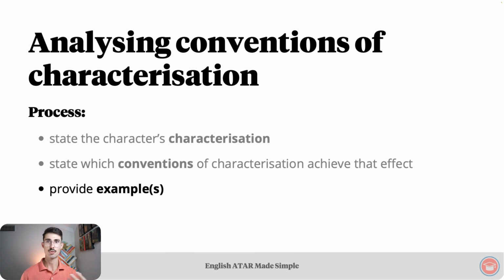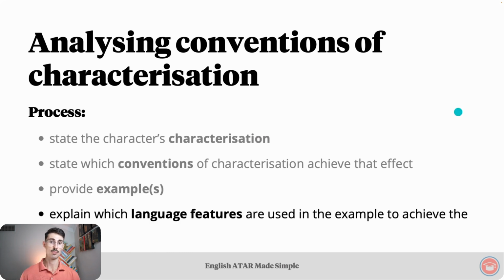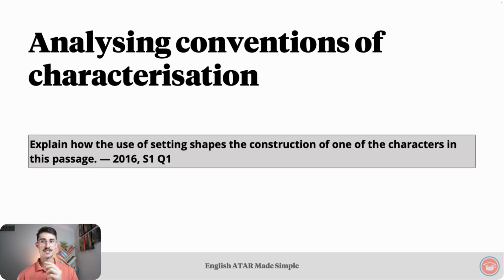For instance, use quotes or describe the scene using meta-language. More on that last part in one of the first lessons of Module 3. Finally, explain which language features are used in the example to achieve the effect. For instance, if you've stated body language as a relevant convention of characterization, you might consider the influence of camera angle and camera shot in conveying the certain body language. So those are our steps, and this is the first question we're going to apply them to.